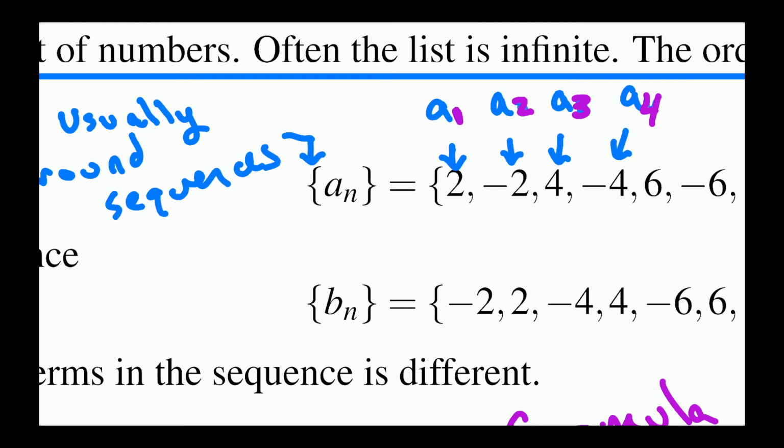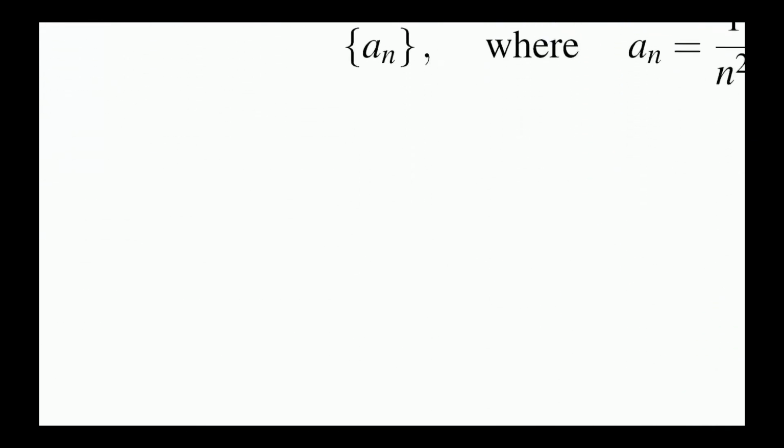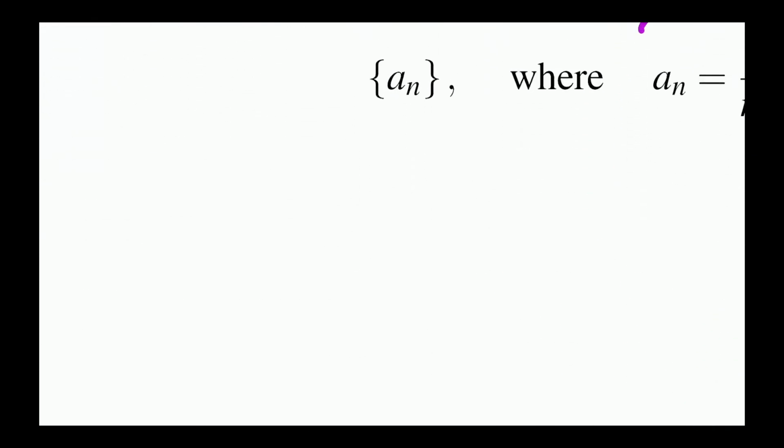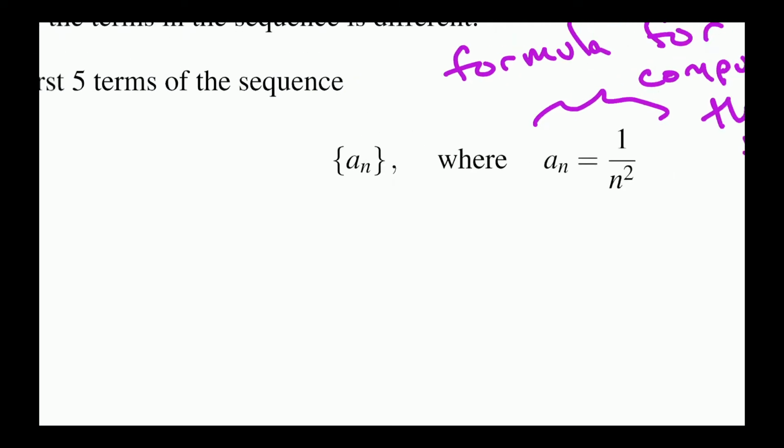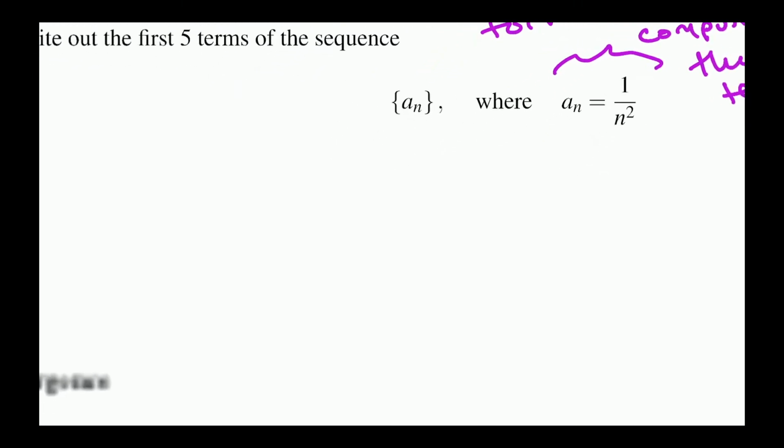Now, some books will start with number 0, like A0, A1, A2, A3. We're going to start with A1 generally, unless there's a reason not to. But yeah, we're going to start with it normally. So we're going to start with 1.